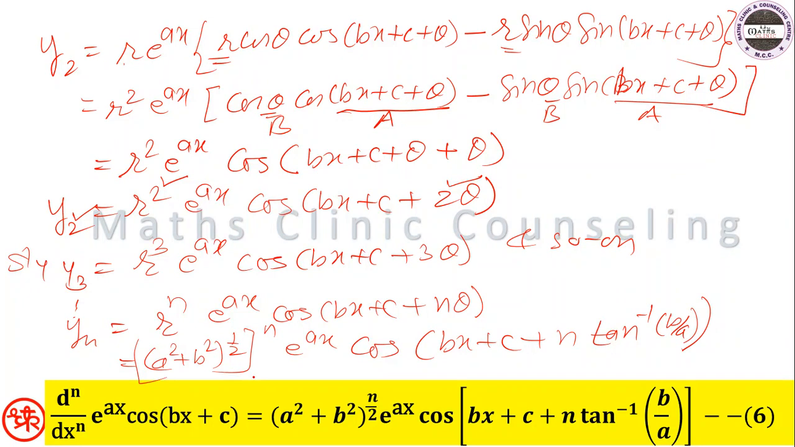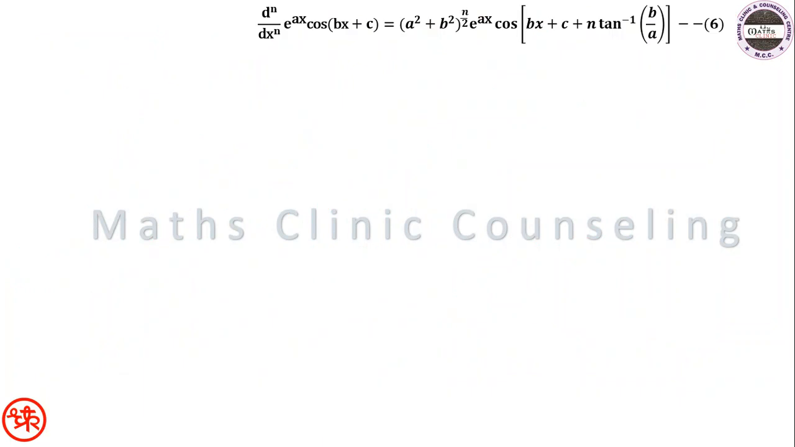Look at here. A square plus b square raised to the power n by 2 e to the power ax cos of bx plus c plus n tan inverse of b by a. Formula number 6. So did you understand how to find the nth derivative of e to the power ax into cos bx plus c?